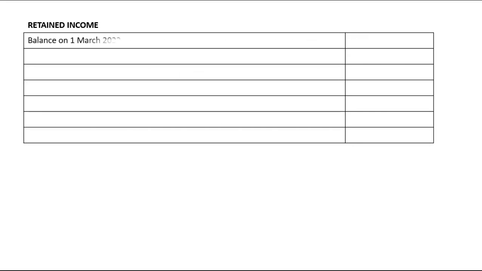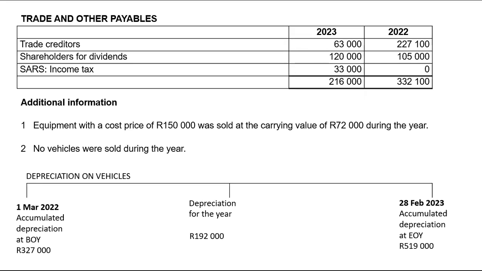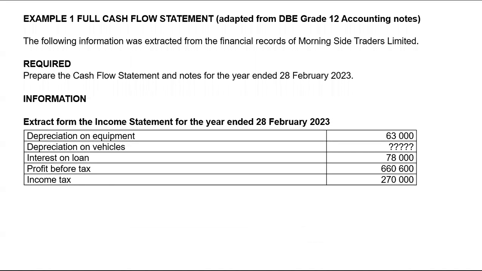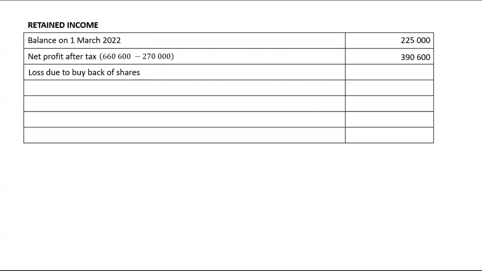You will start with the balance at the beginning of the year for your retained income. It was 225,000. Net profit after tax will be 660,600 minus 270,000, and we've got loss due to buyback. Now we need to read more about that. I'll come back to loss due to buyback. I need to check what they're saying about shares that were bought back. Here they are saying nothing about shares being bought back. When I look at my statement of financial position and the additional information, there's nothing about share buyback. So I will assume that there was no buyback of shares, because obviously if there was, they would have had to give us more information.